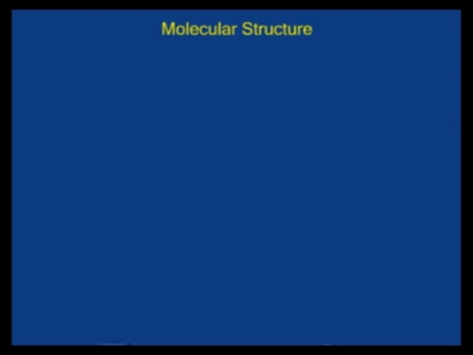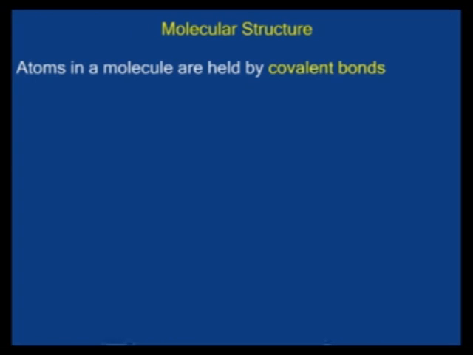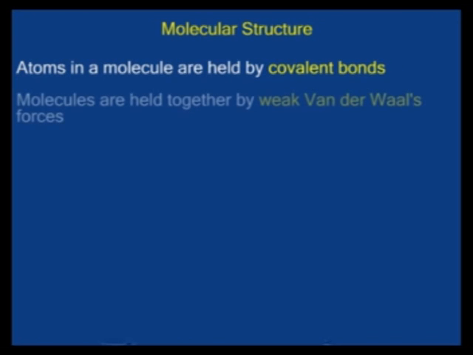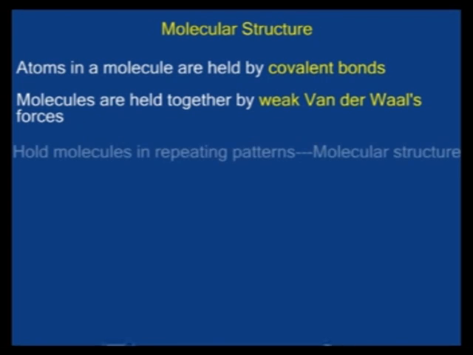We start with molecular structures. In molecular structures, atoms forming a molecule are held together by strong covalent bonds like we've seen. However, one molecule is held to the other by weak van der Waals forces. Get that right and don't lose it. The atoms in a molecule are held together by strong covalent bonds. The molecules are held to each other by weak van der Waals forces. Most molecular substances are usually liquids or gases, at least at room temperature. The van der Waals forces hold the molecules in repeating patterns, resulting in a molecular structure.